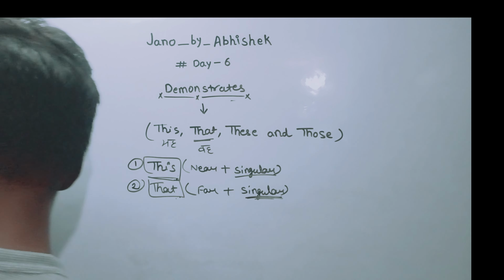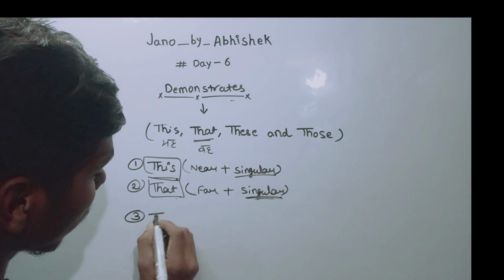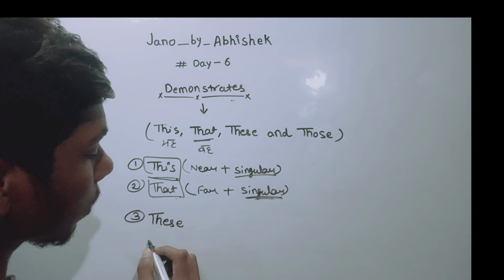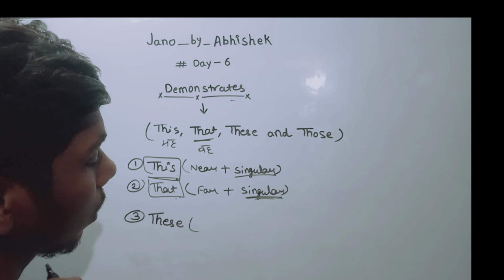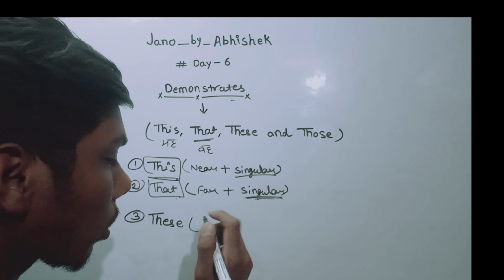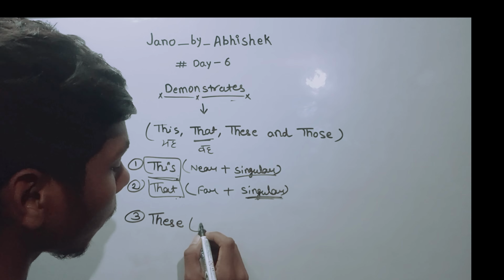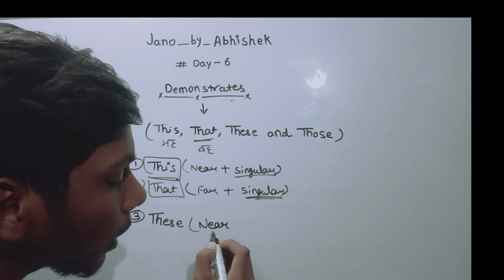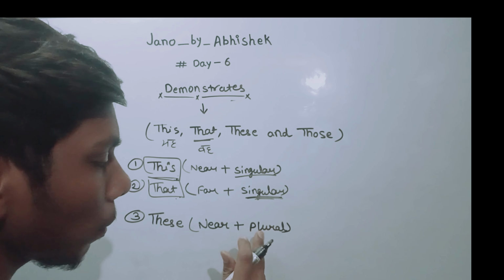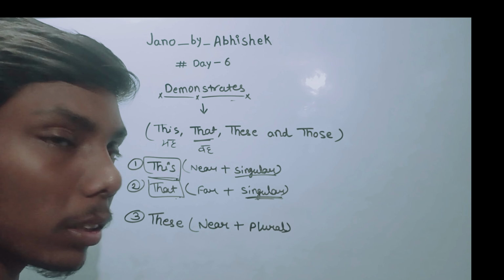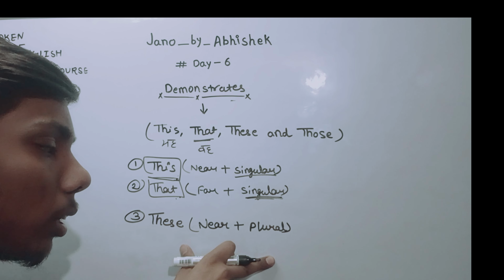Now let's see these and those. For these, we use this word first when the thing is near to me, plus it must be plural, meaning more than one. Then in that case I will use these.